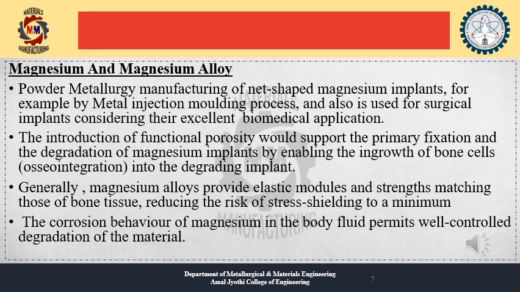Magnesium alloy powder metallurgy manufacturing of shaped magnesium implants, for example, a metal injection molding process, is also used for surgical implants considering their excellent biomedical application. The introduction of functional porosity would support the primary fixation and the degradation of magnesium implants by enabling the ingrowth of bone cells and osseointegration into the degrading implant.